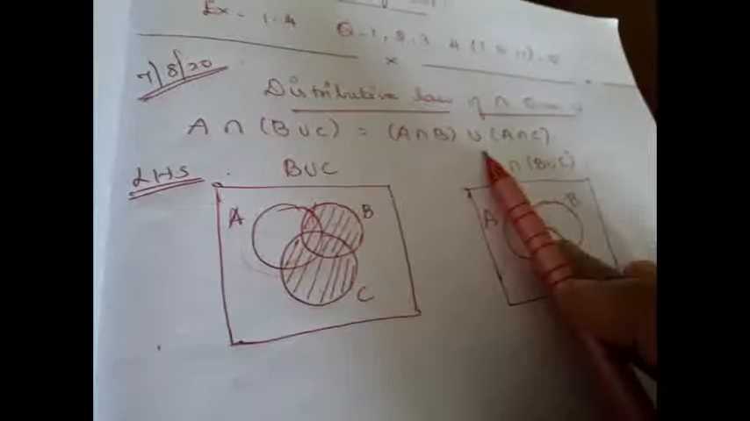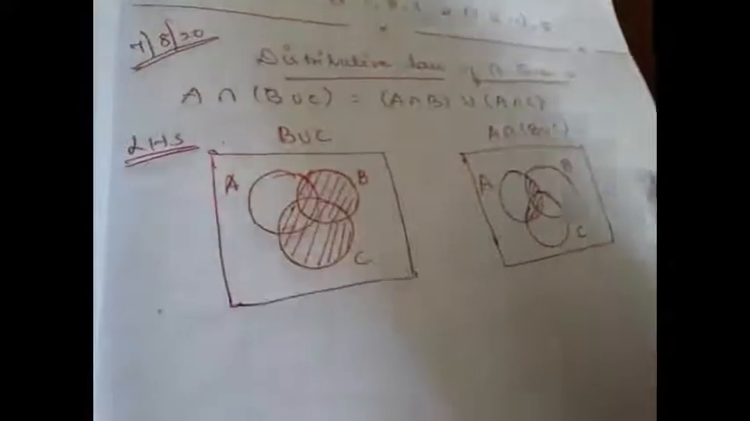Now let us see we have found out what is A intersection B union C. Now we will move on to the right hand side and we will check out whether we are getting the same answer. Now RHS.